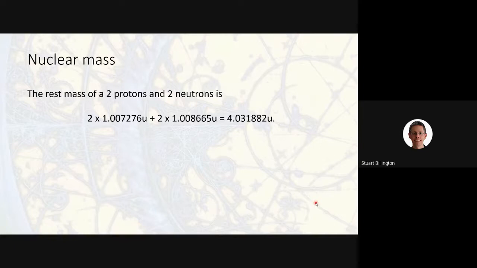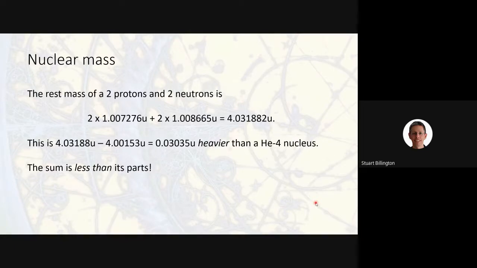If you add up the mass of the 2 protons and the 2 neutrons, it adds up to that, which is heavier than the helium. By a considerable amount, actually. I mean, I know that's only 3/100ths of an atomic mass unit, but given that the difference between the proton and the neutron was down at 1/1000th of an atomic mass unit, that's quite a significant difference if you're a nucleus. And it's also that the parts are heavier than the helium-4.